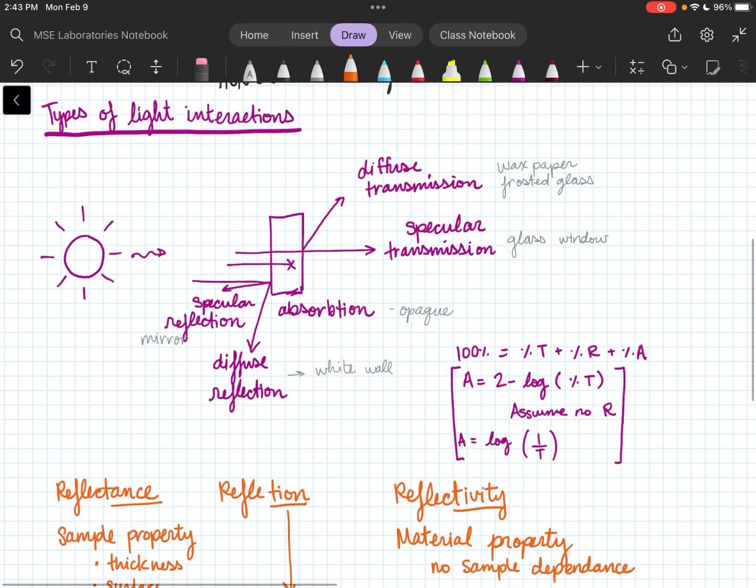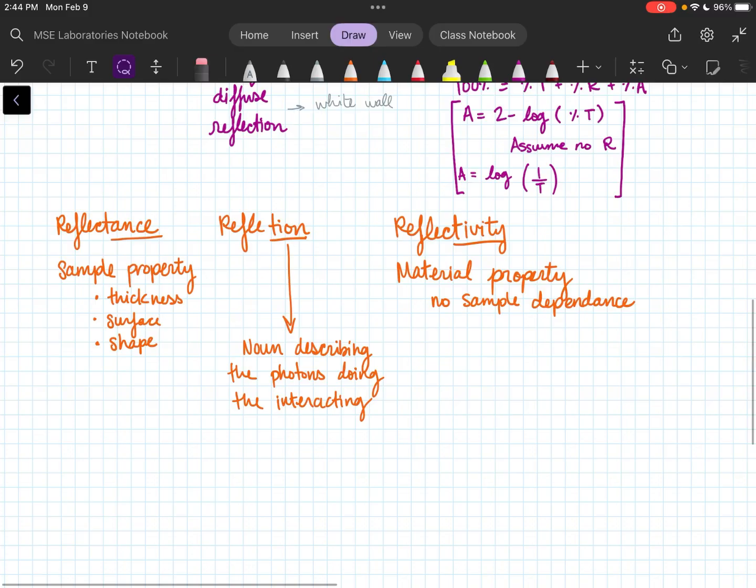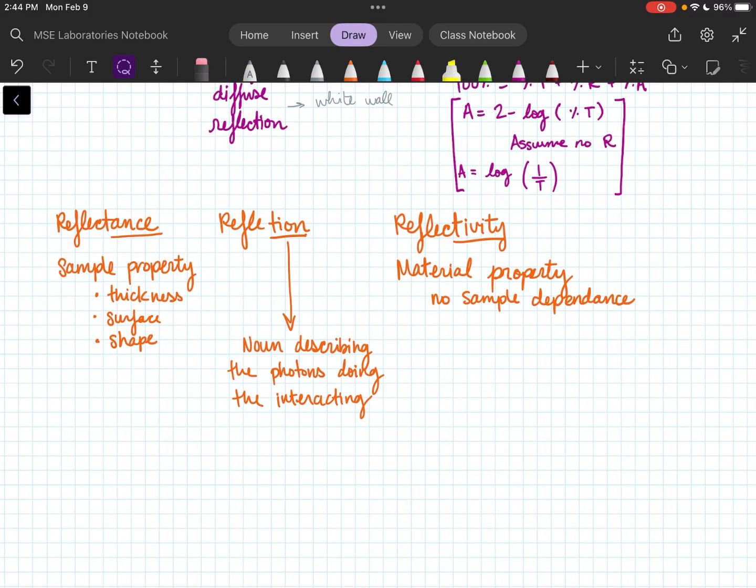So the photons that are actually interacting with the thing, going back up to the thing, these arrows that I have drawn here and here and here, those are the actual photons doing the reflecting. So this is more like a category. It's not really a property of the material. That's why when we look in a mirror, we say, look at my reflection. What we're saying is, look at the photons of myself bouncing off of this mirror.